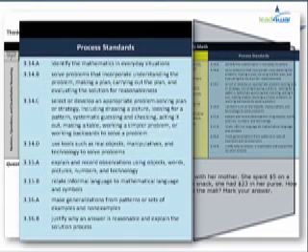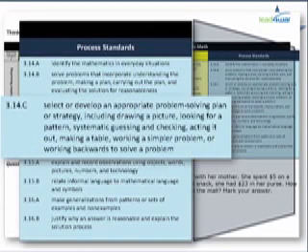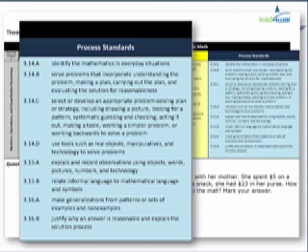Did you choose 3.14c, Select or Develop an Appropriate Problem-Solving Plan or Strategy, including drawing a picture, looking for a pattern, systematic guessing and checking, acting it out, making a table, working a simpler problem, or working backward to solve a problem? Now look at the process standards again. Are there any other process standards that you think might fit this question? You may have identified other process standards. That's okay.